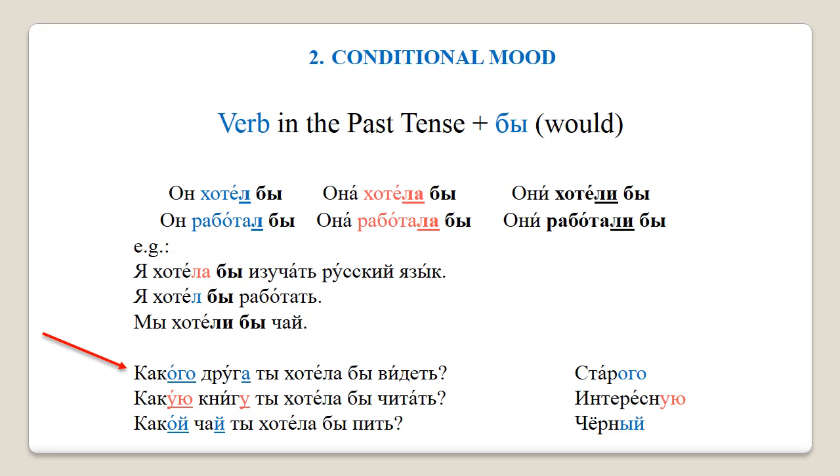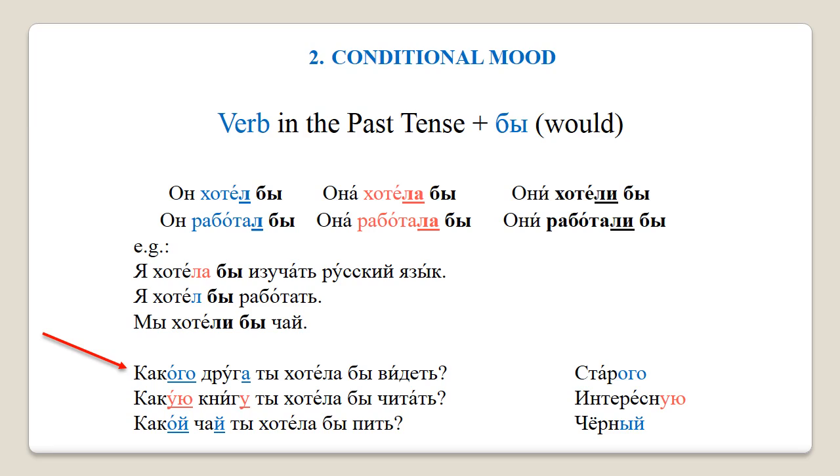Notice that when we use the verb хотеть with nouns, we use nouns in the accusative case. As a result, when using this verb in a question, accusative case has to be used with question words. Let's have a look at these examples at the bottom. Какого друга ты хотела бы видеть? What kind of friend would you like to see? Старого, an old one.